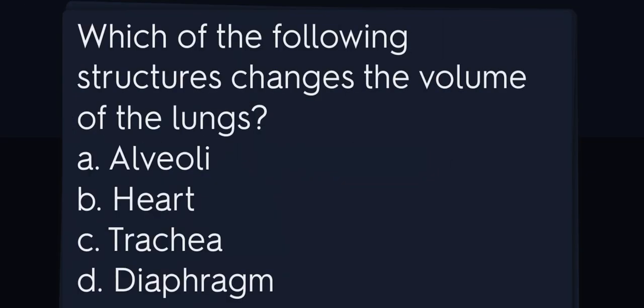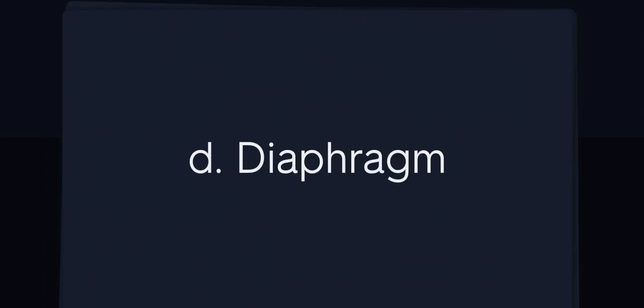Which of the following structures changes the volume of the lungs? A. Alveoli. B. Heart. C. Trachea. D. Diaphragm. D. Diaphragm.